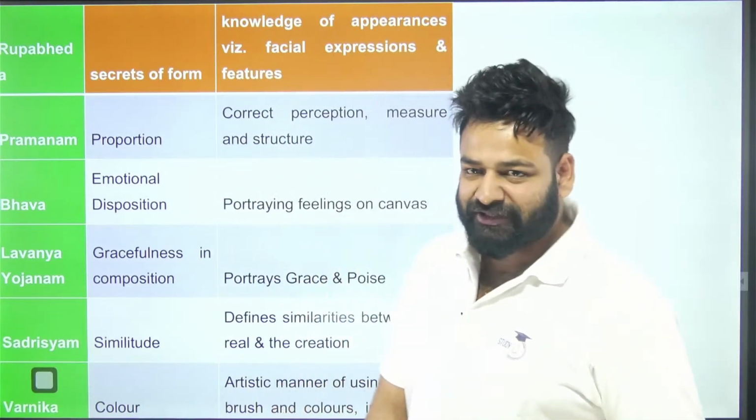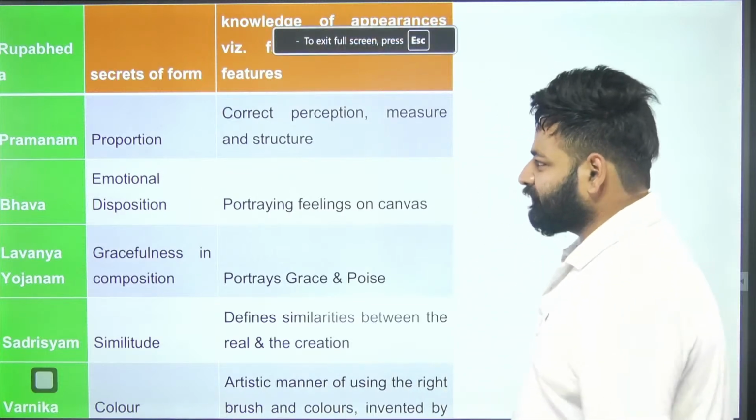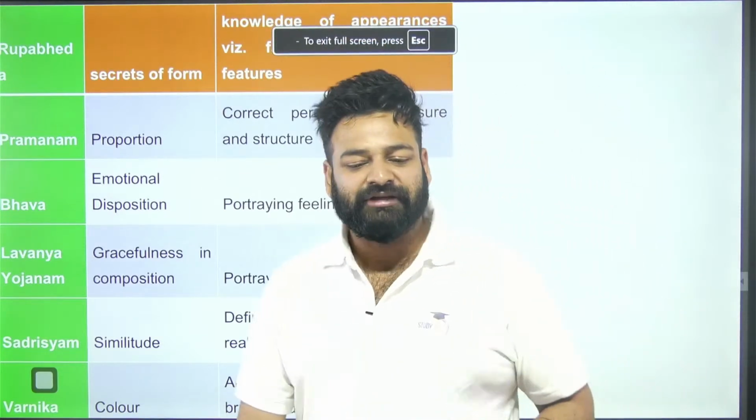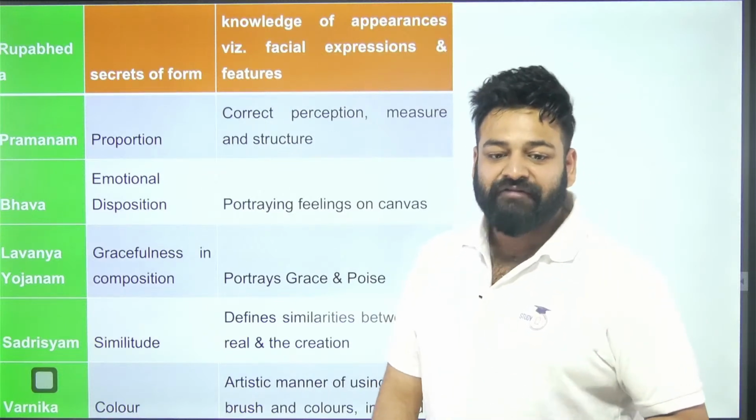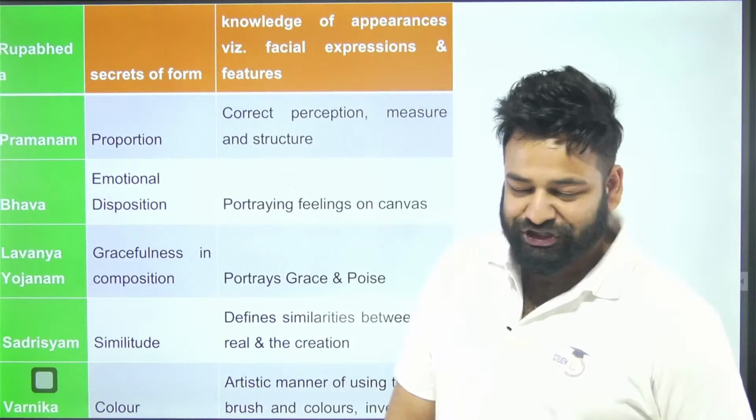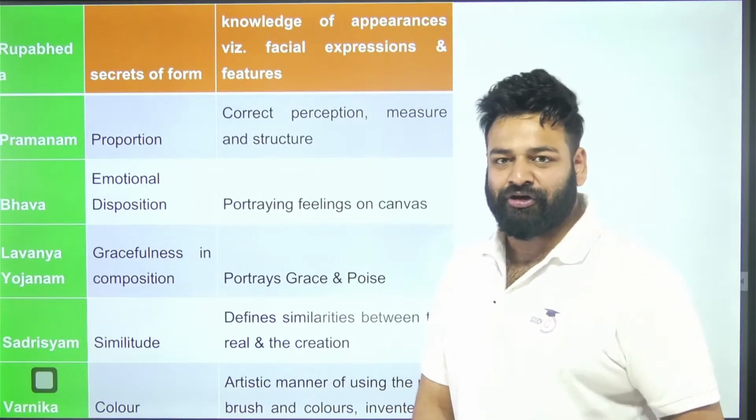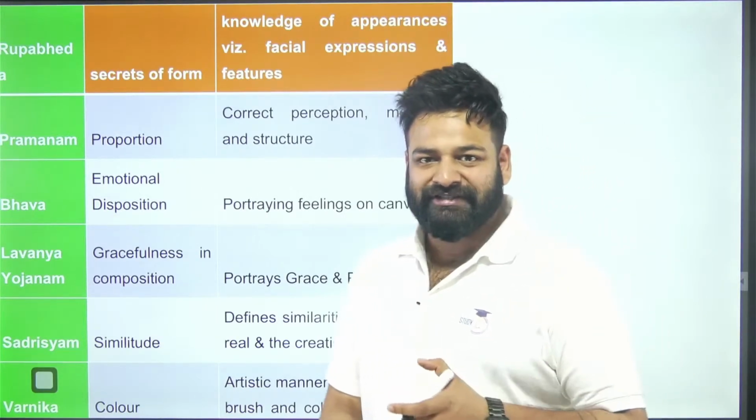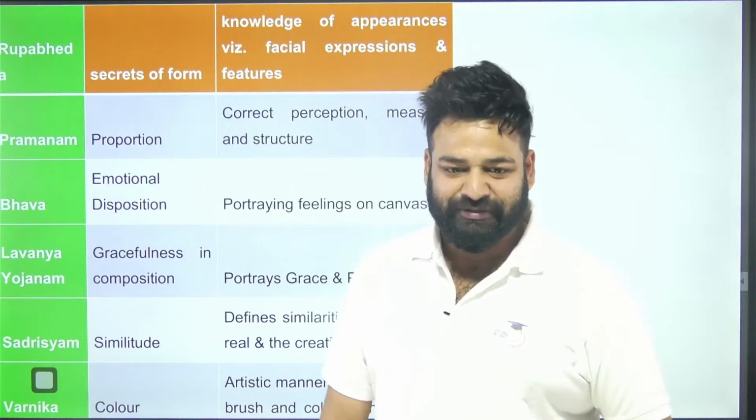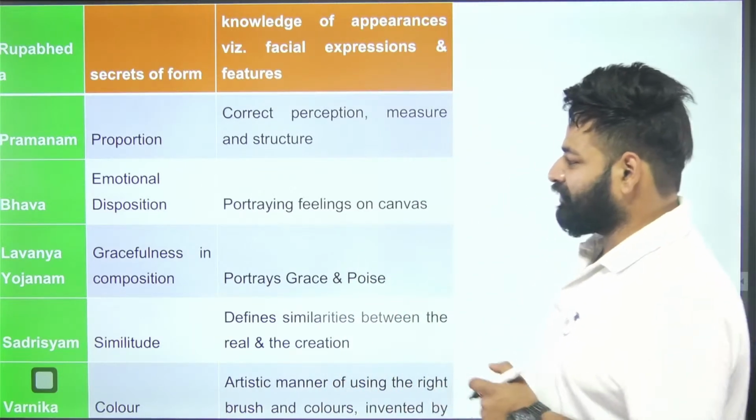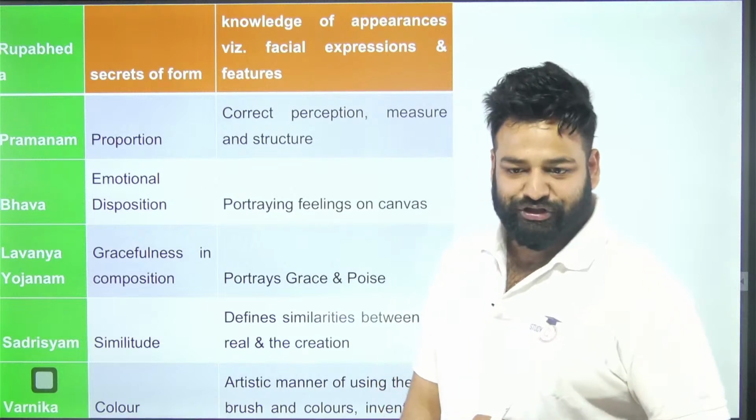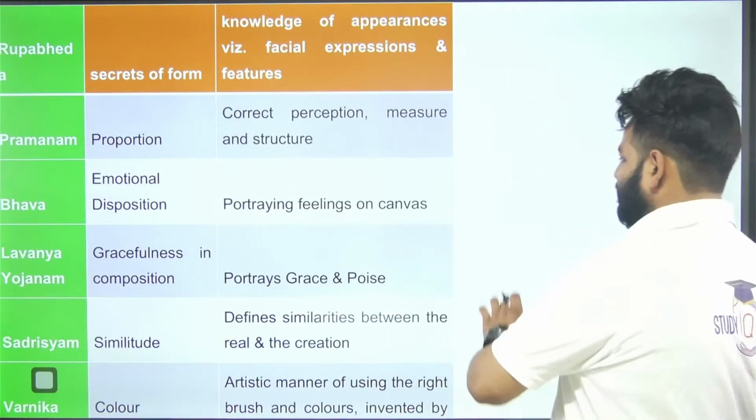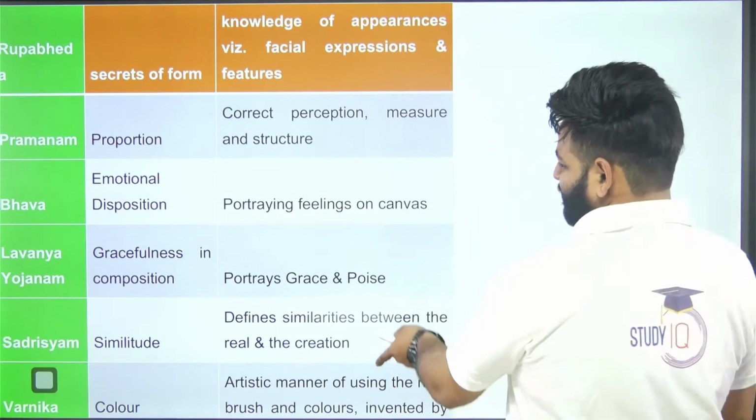Rupa Bheda, that is the form or the secrets of the form. Then we have Pramanam, that is proportion. Bhav, that is emotional disposition. Lavanya Yojanam, that is gracefulness in the composition. Sadrishyam, that is similitude, or the relevancy between the real and the creation, that is the paintings. Then we have Varnika Bhanga as well, that is the color variation. All of these things we discussed yesterday, and now moving to the next thing.